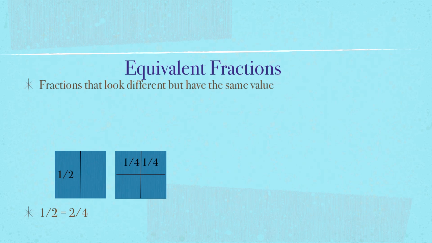Equivalent fractions are fractions that have the same value but may look very different. For example, we can split a box into half, or we can split a box into fourths, and then we can add up to get the same fraction. So 1/2 will equal 2/4. We can continue this further, and you will do so later on.